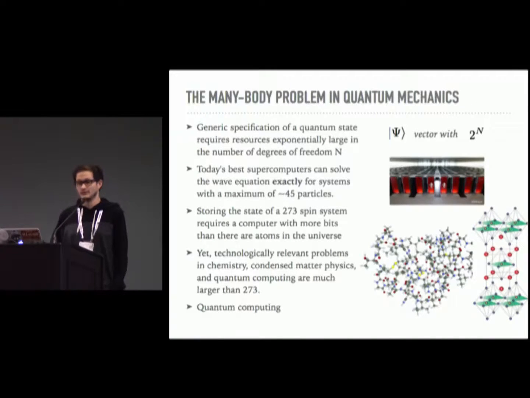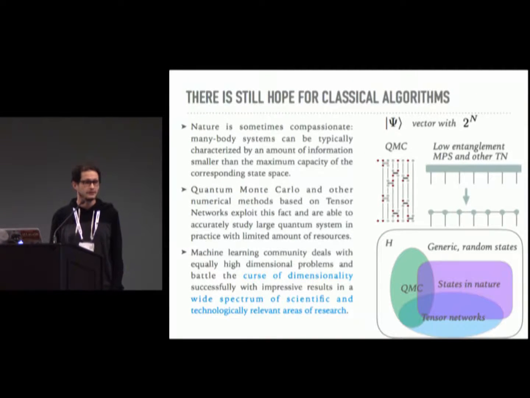Okay, so what do we do? There's quantum computing that we're still trying to figure out, so it may help in the future, but what can we do before we have quantum computers? So there's still hope for classical algorithms because nature is sometimes compassionate, even though I don't think nature cares about us. But many-body systems can typically be characterized by an amount of information smaller than the maximum capacity, and that's what we exploit when we study quantum many-body systems using quantum Monte Carlo simulations or tensor networks.